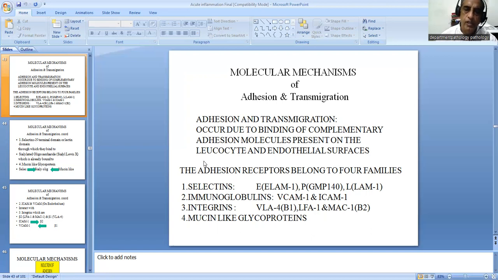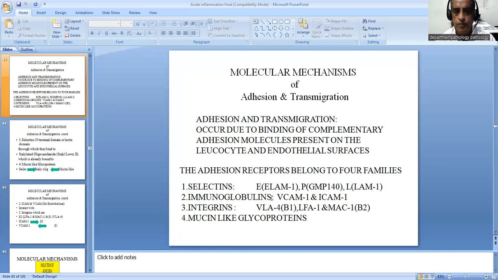The adhesion receptors or molecules belong to 4 families. There are several of them, but we are mainly concerned with these. The first group is the selectins, the second group is the immunoglobulin superfamily, the third are the integrins, and the fourth are the mucin-like glycoproteins. Just by the way, the selectins and mucin-like glycoproteins are complementary to each other chiefly, and immunoglobulins and integrins are complementary to each other. But let's take a look at the selectins. They are E, P, and L selectin. Sometimes the letters represent the names: E is from the endothelium, L means they appear on the leukocytes.